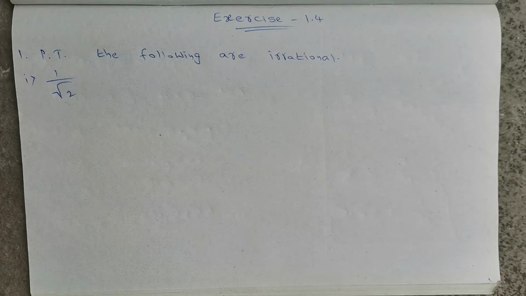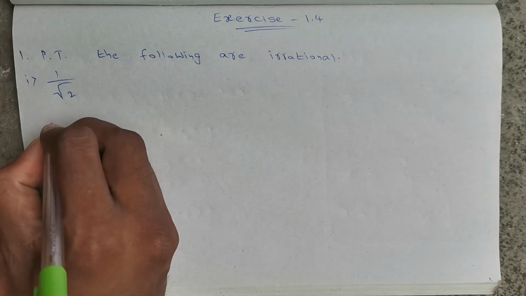Okay, the first bit is prove that the following are irrational numbers. First question, 1 by root 2. We need to prove that 1 by root 2 is an irrational number. So we are going to solve these kind of problems by one method. It is called proof by contradiction. So let us check how to solve it.